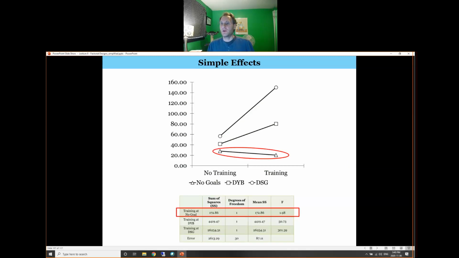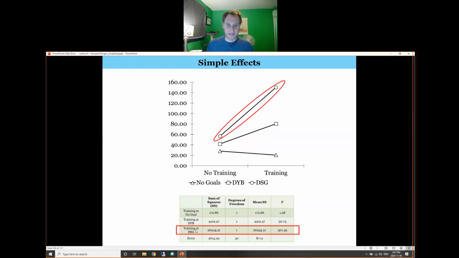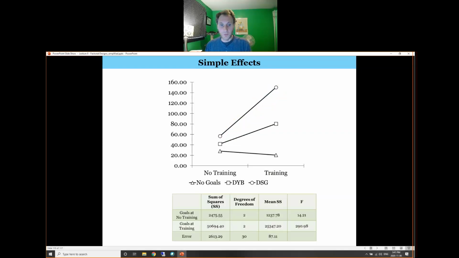Looking at the effects of training at no goal, this is non-significant, so those 2 means are the same. This one is significant, but there's only 2. So I can see that the training mean is higher than the no training mean. Likewise, I can see that the training mean here is higher than the no training mean because I have only 2 levels.